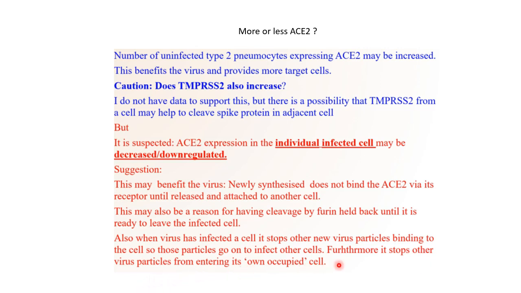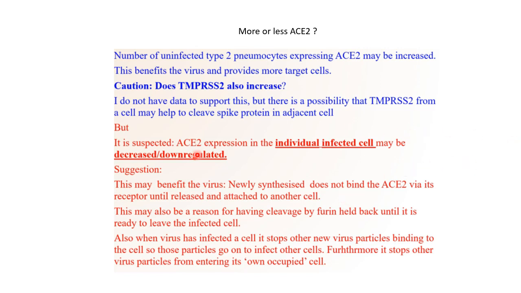So, on one hand, an increase in ACE2 on the cell surface will allow more viruses to attack the cell. On the other hand, the cell that is infected by the virus already doesn't want more ACE2, it wants less ACE2 receptors so that other viruses do not attach and bind to the cell. And also, the virus does not want to bind to ACE2 within the cell before it's released.